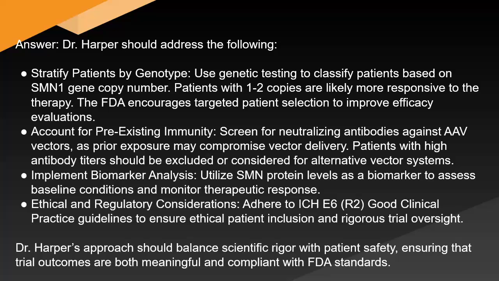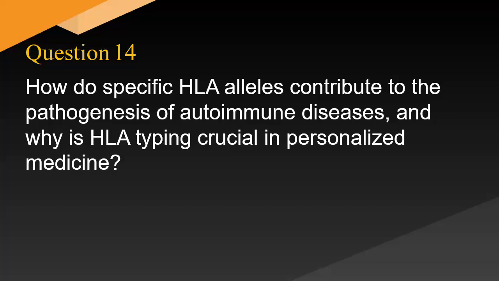Patients with high antibody titers should be excluded or considered for alternative vector systems. Implement biomarker analysis: utilize SMN protein levels as a biomarker to assess baseline conditions and monitor therapeutic response. Ethical and regulatory considerations: adhere to ICH good clinical practice guidelines to ensure ethical patient inclusion and rigorous trial oversight. Dr. Harper's approach should balance scientific rigor with patient safety, ensuring that trial outcomes are both meaningful and compliant with FDA standards.